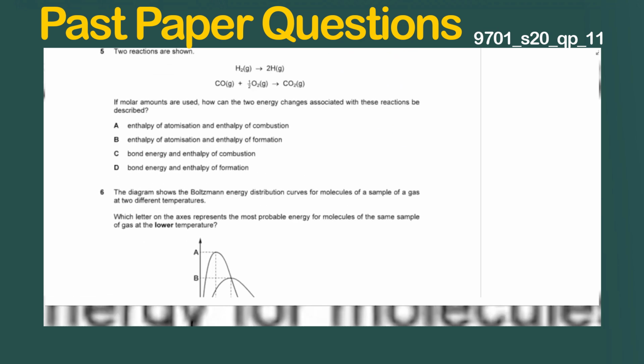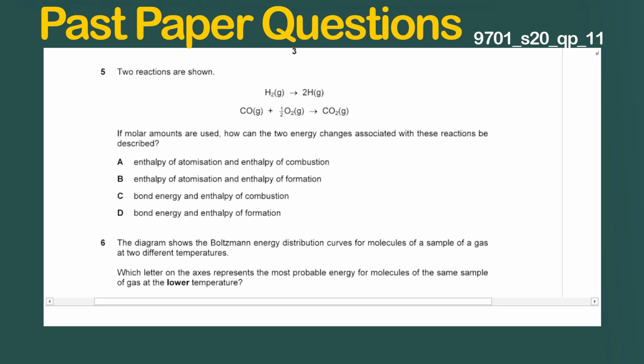So let's have a look at question number 5 now. Two reactions are shown here. H2 is converting into 2H. Carbon monoxide is burned in the presence of oxygen and produces carbon dioxide. If molar amounts are used, how can the two energy changes associated with these reactions be described? Enthalpy of atomization and enthalpy of combustion.